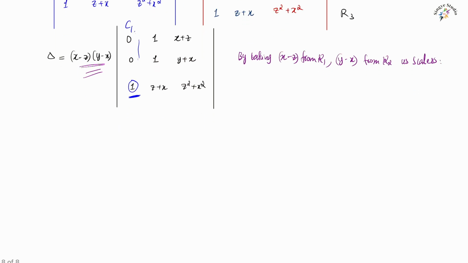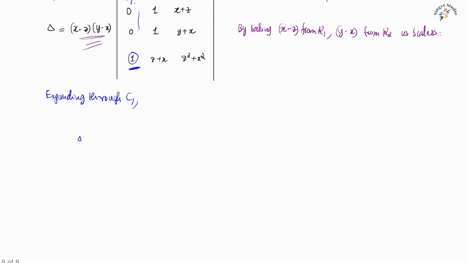Now by expanding through column 1, we get that our determinant will be x minus z, y minus x times the minor. To get that, we have to delete this row and this column, right, to account for the minor. So we'll get 1 times this factor minus this factor, right? So we'll get y plus x minus x plus z. Okay, so this is our determinant.